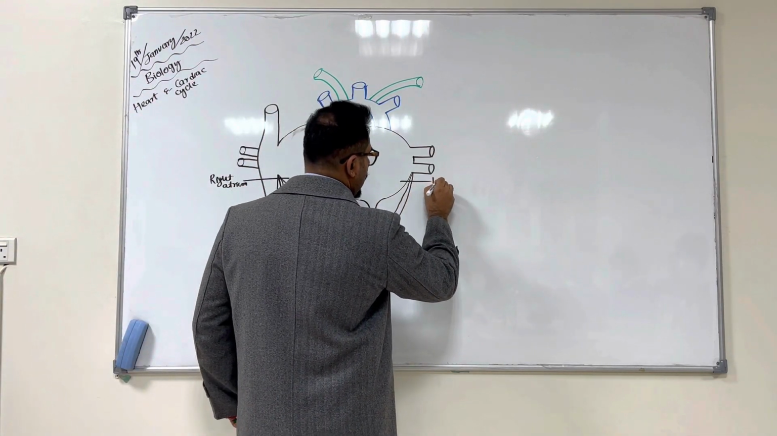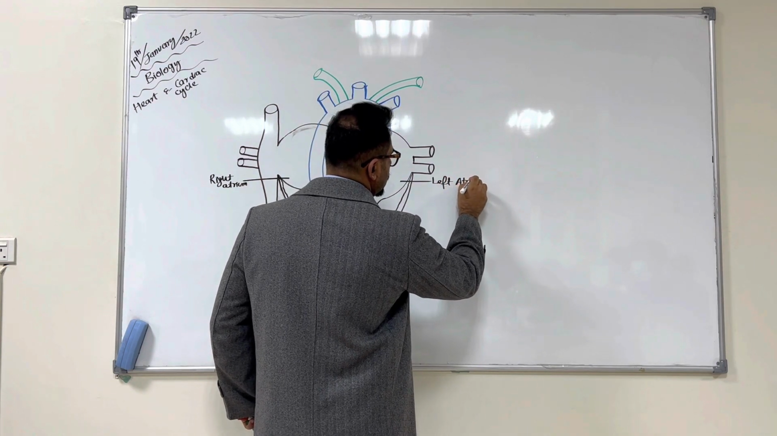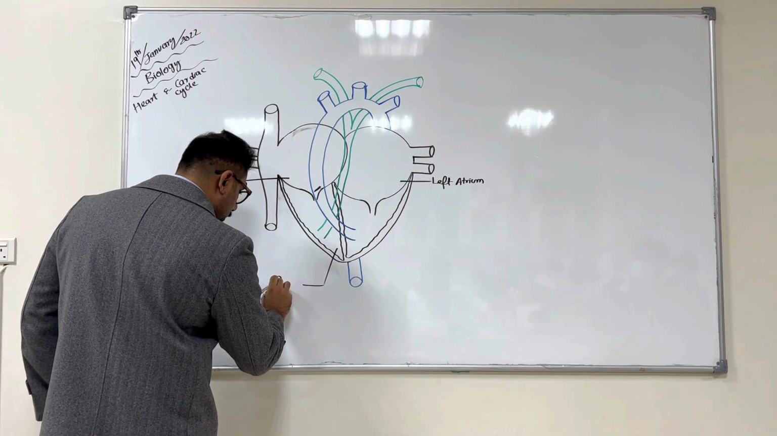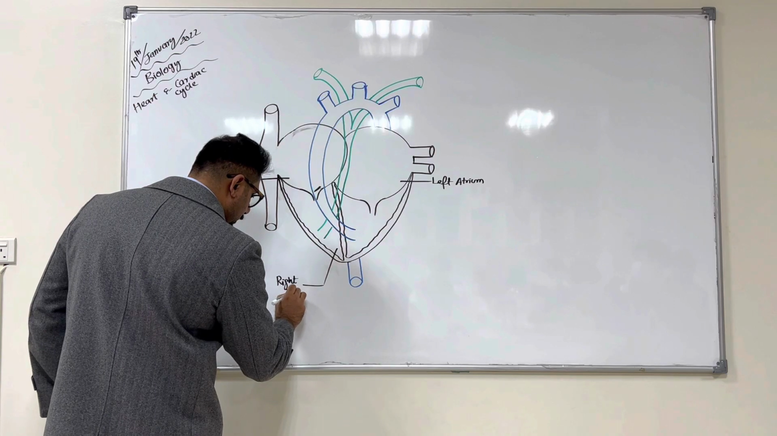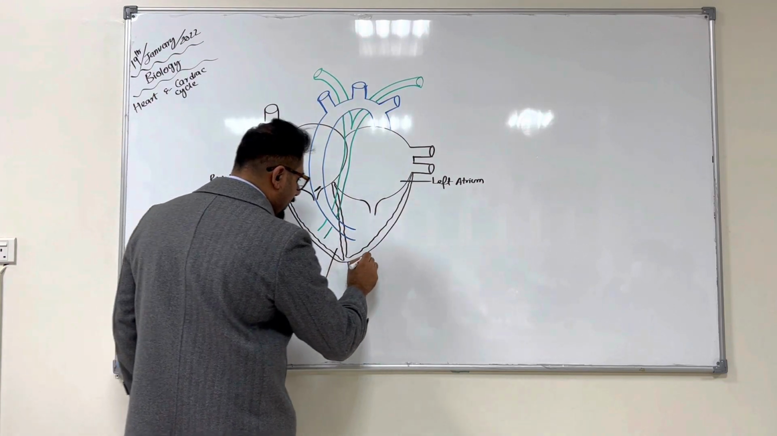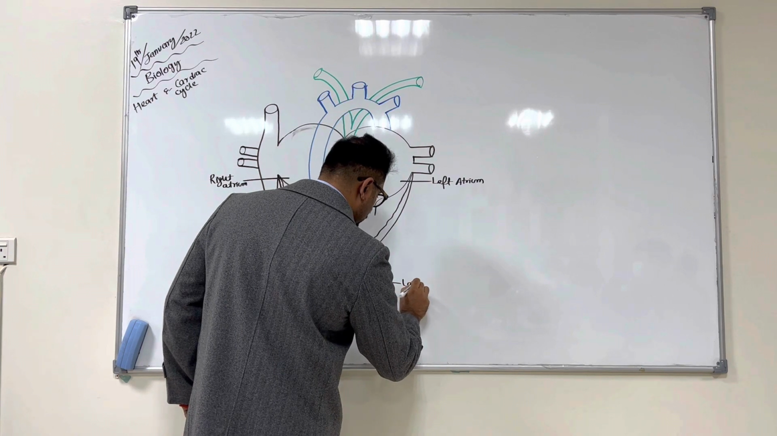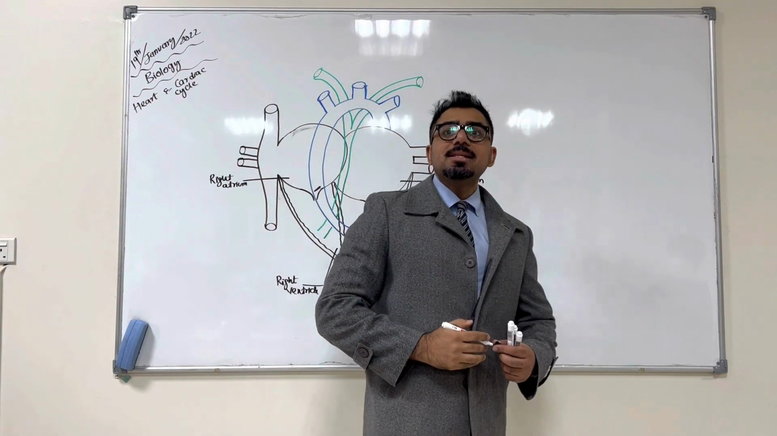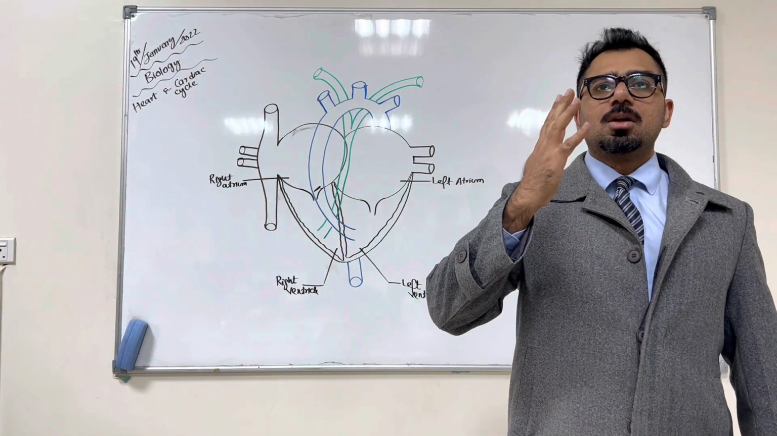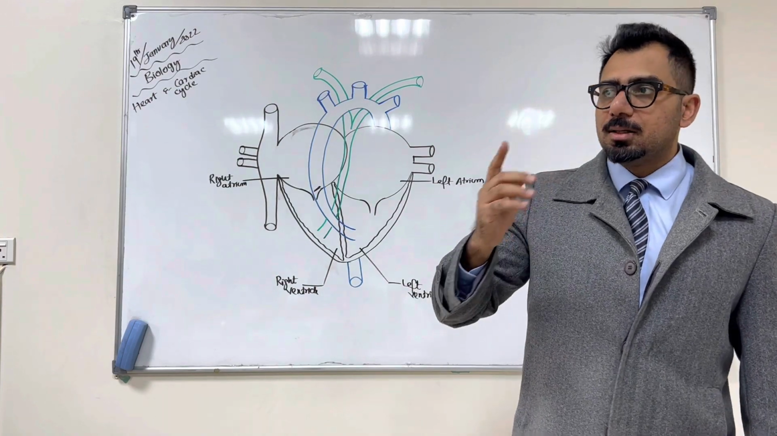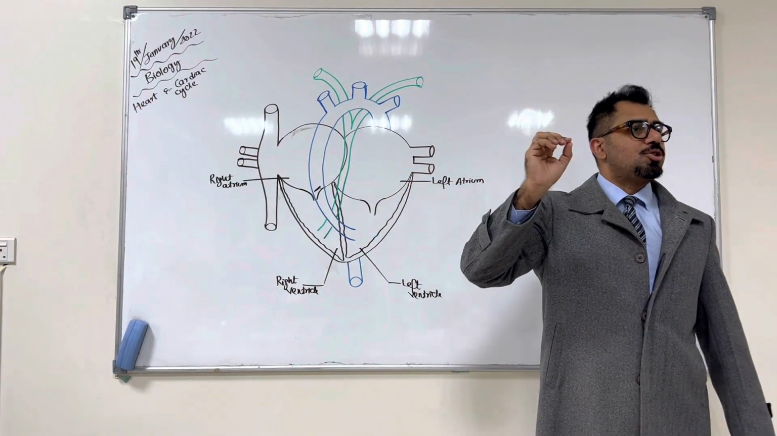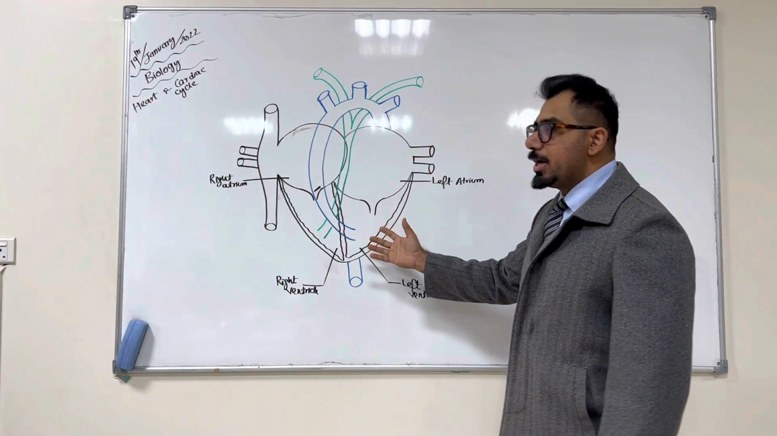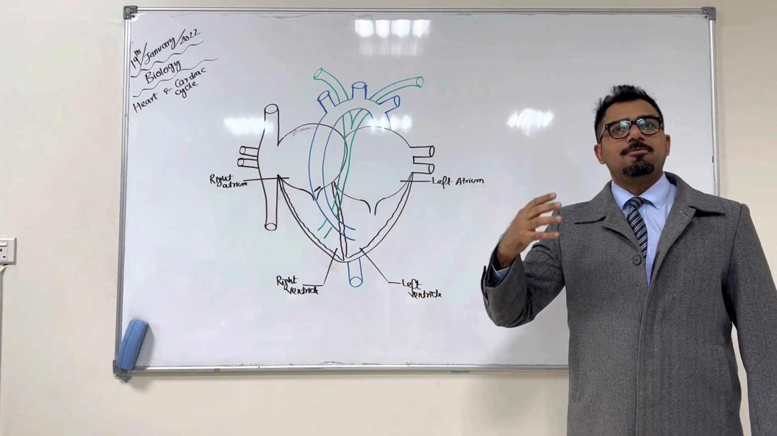And this one is the left atrium. Then this one over here is the right ventricle, and this one over here is the left ventricle. It means that our heart has 4 chambers, right? 2 atria, atrium is singular, atria is plural, okay? And 2 ventricles, ventricle is singular, ventricles is plural, right?